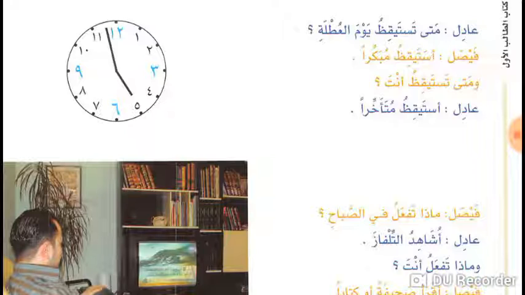وماذا تفعل أنت؟ And what do you do? فيصل: أقرأ صحيفة أو كتابا. What is صحيفة؟ Newspaper. صحيفة. Okay. I read a newspaper or a book.